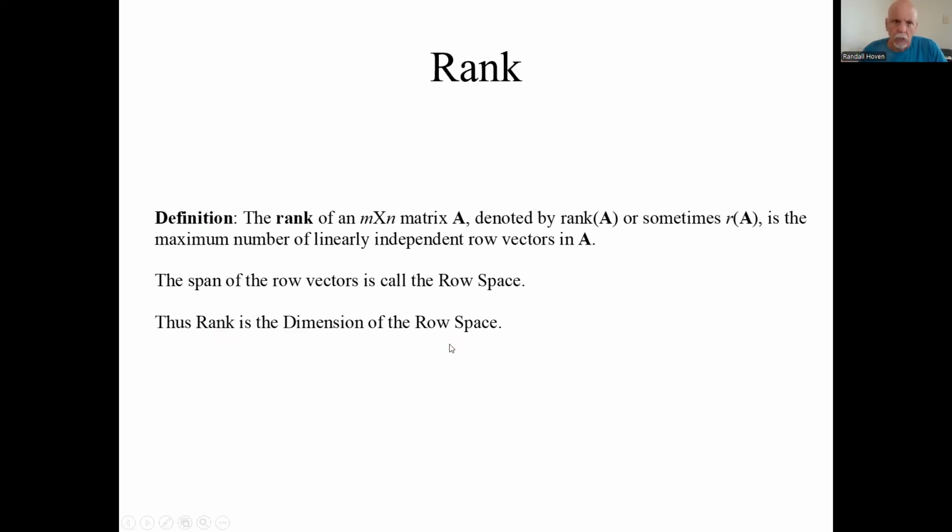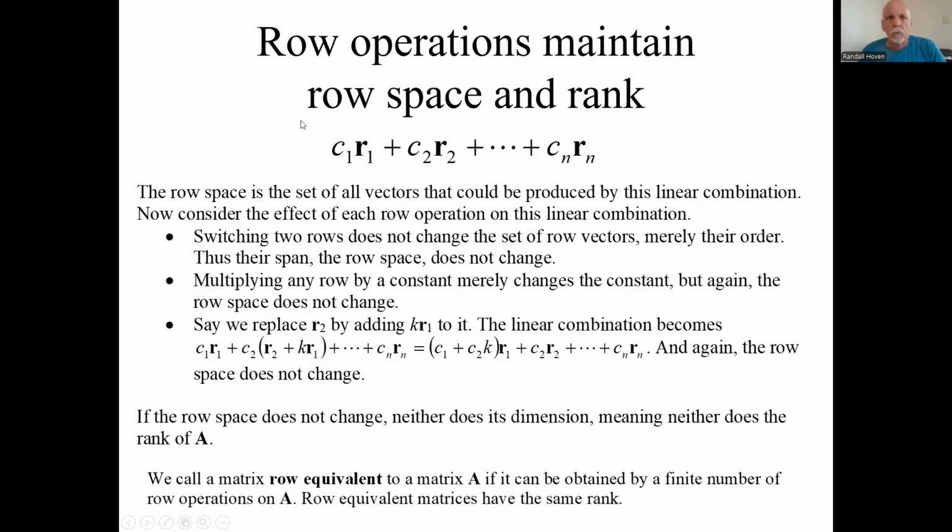It's the maximum number of linearly independent vectors, or the minimum number of vectors it takes to span the space. So let's look at a couple of facts. First fact is that row operations, we talked about row operations, they maintain the row space and therefore the rank. Here's that basic linear combination of vectors. Now these R's are going to be the row vectors.